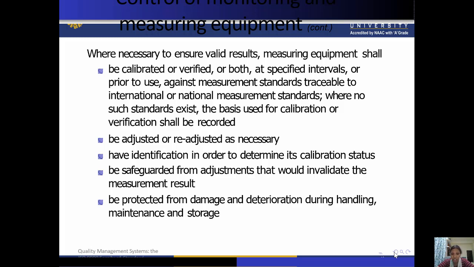The equipment shall have identification in order to determine its calibration status, be safeguarded from adjustments that would invalidate the measurement result, and be protected from damage and deterioration during handling, maintenance as well as storage.